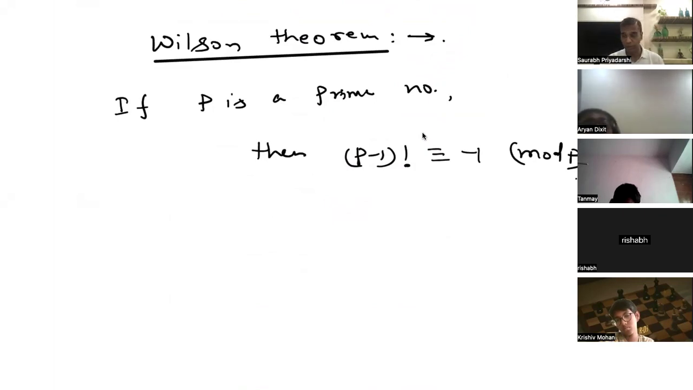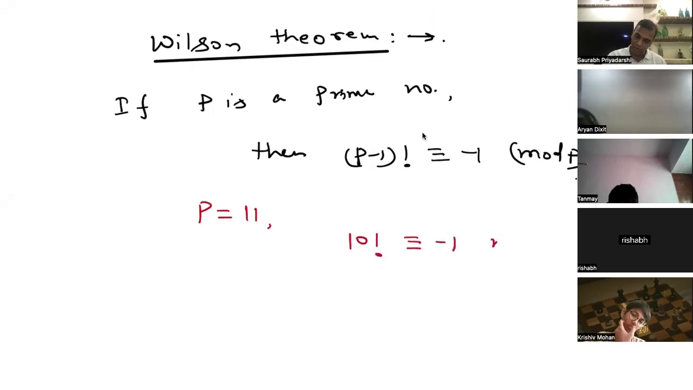So first we'll start with some examples. I'm putting p equal to 5, 7, 11. 11 is okay, I'm starting with 11. So p is equal to 11. What is the meaning of this? Then 11 minus 1, which is 10 factorial, is congruent to minus 1 mod 11, right? Why is this happening? We have to understand why this is happening.